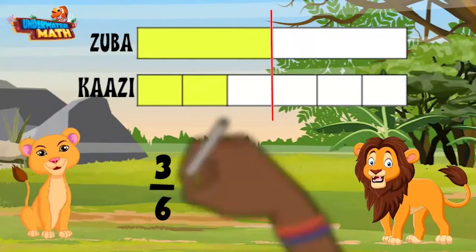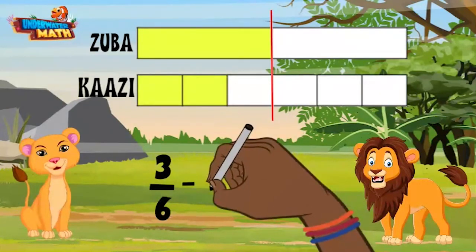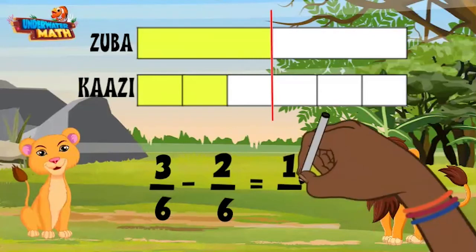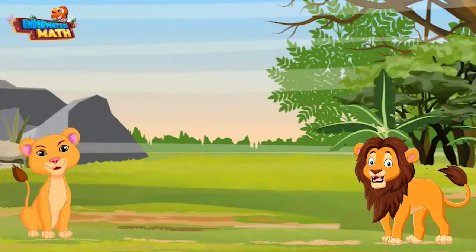Now that we have a common denominator and an equivalent fraction, we are ready to subtract. 3/6 minus 2/6 equals 1/6. Great job. Let's try another one. Kazi and I were really tired from training for our race, so we slept most of the day. Kazi is going to walk you through the next example.